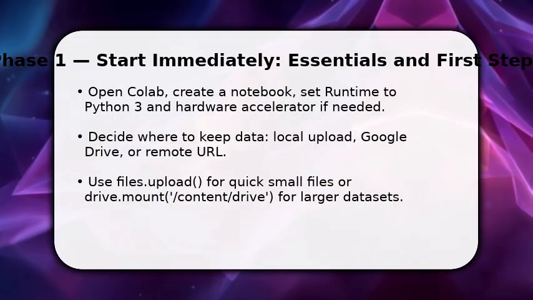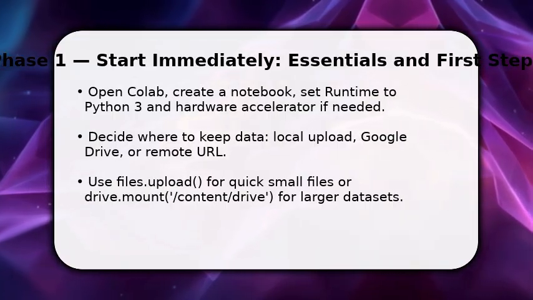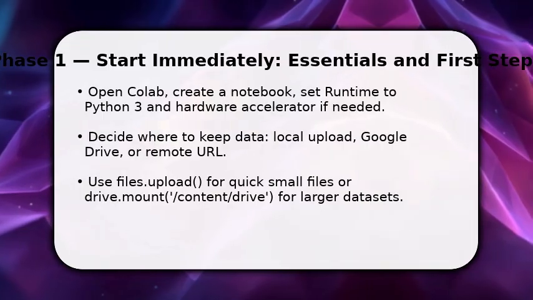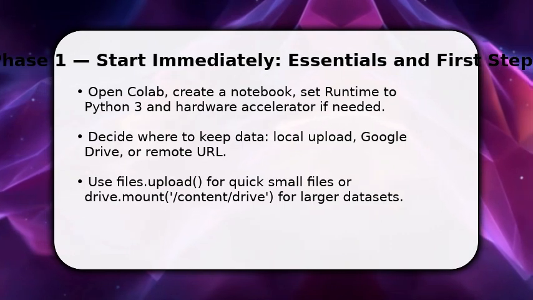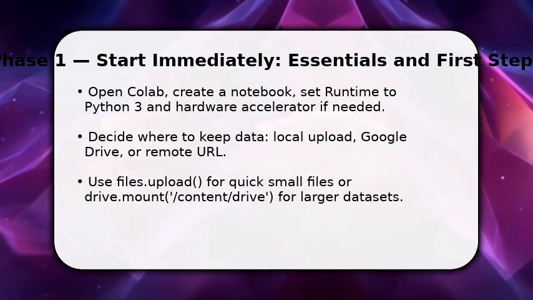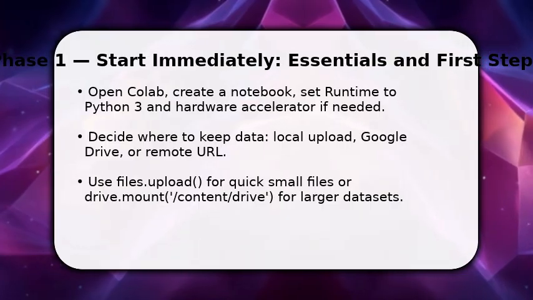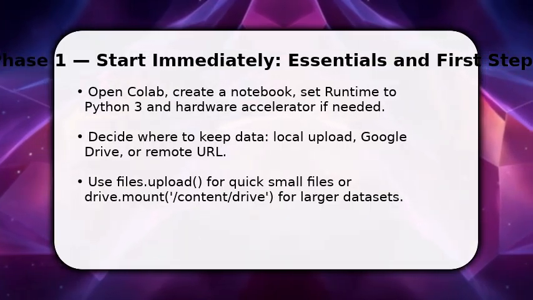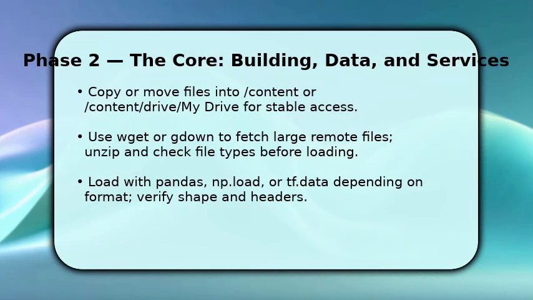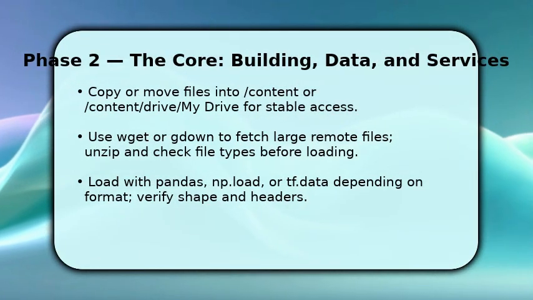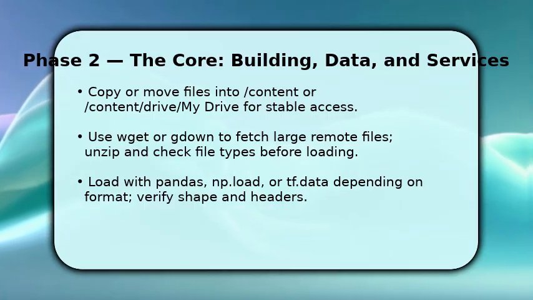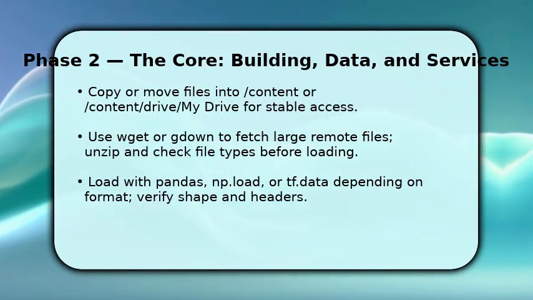If you only need a few small files, run from google.colab import files, files.upload(), and pick files. This gets your environment ready and avoids redoing work later. Once mounted or uploaded, place files where your code expects them. Copy to /content for fast access or keep in Drive for persistence. Use wget URL or gdown file ID to pull large files, then unzip or tar xcf as needed.